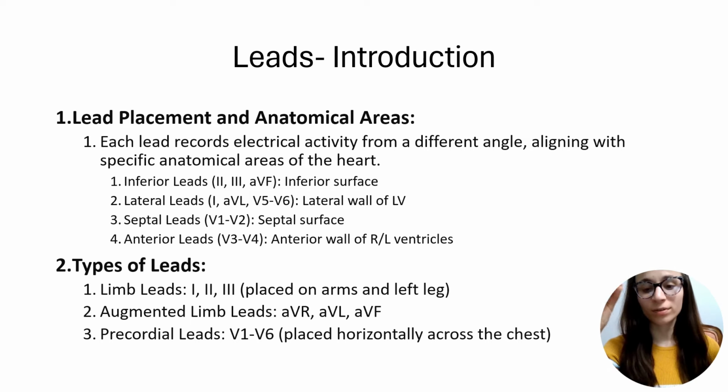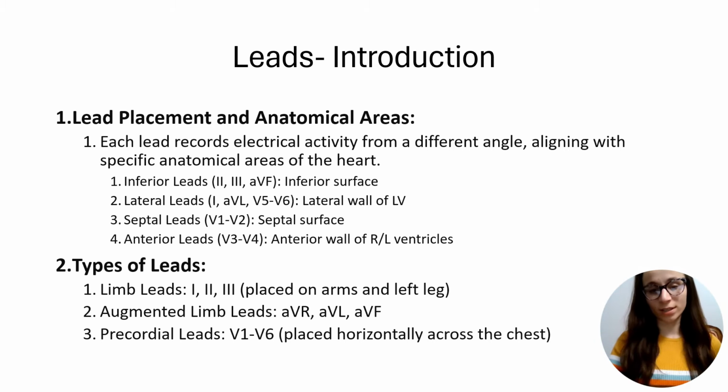You could read through this, and this is really plain memorization in terms of which leads are the septal leads, which leads are the anterior leads. And it's really important to know, because if you're having ischemia in the septal surface of the heart, then leads V1 and V2 are going to be affected. So it's just important to know that memorization. We could also say the type of leads. The limb leads are the ones that are placed on the arms and the legs. The augmented leads are AVR, AVL, and AVF, and the precordial leads are generally V1 to V6, which are placed horizontally across your chest.